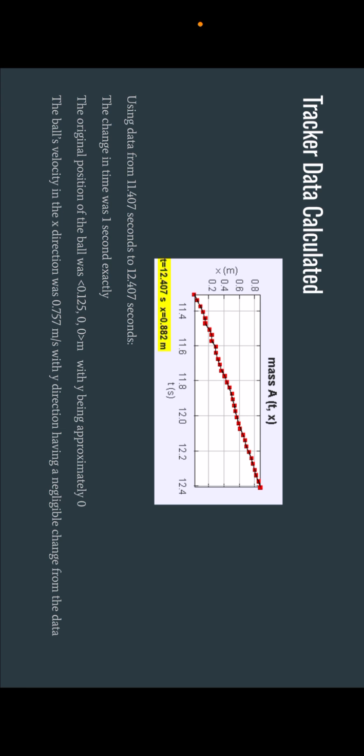because the beginning part was not really moving yet in the video, so it's just weird. So the change in time was 1 second exactly, and that's what we're going to be using. The original position of the ball was 0.125 meters in the x direction, with 0 and 0 for the y and z directions. The ball's velocity was therefore calculated to be 0.757 meters per second in the x direction, with the y direction having a negligible change given our data.